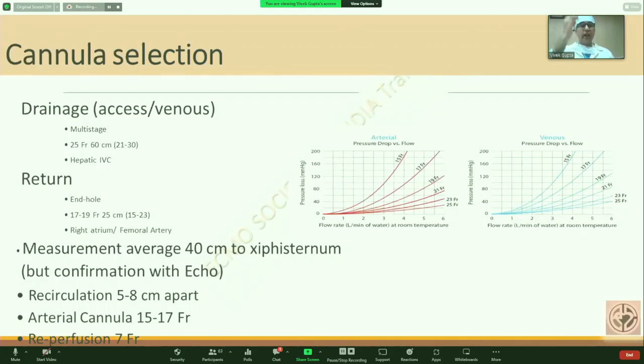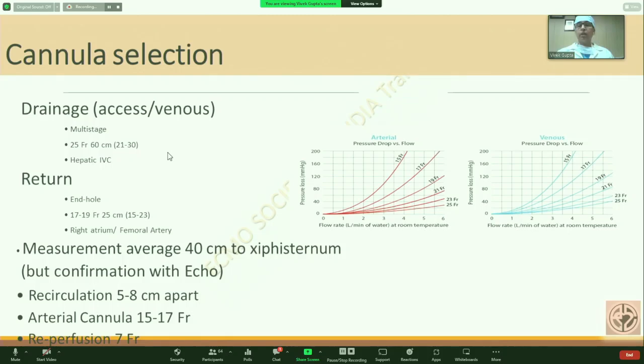So how do we select the cannula? As I said, these cannulas should be as big as possible whenever we are getting an access, because we will have the liberty to increase the flow as much as we want, and moreover the resistance will be low, so the damage to the cells will be much lower. So the drainage cannula is usually our access, our venous cannula, multi-stage. Usually for an adult patient, we put a 25 to 27 French, a longer one, 60 centimeter, but it ranges from 21 to 30. We can select the size depending upon the size of the patient.